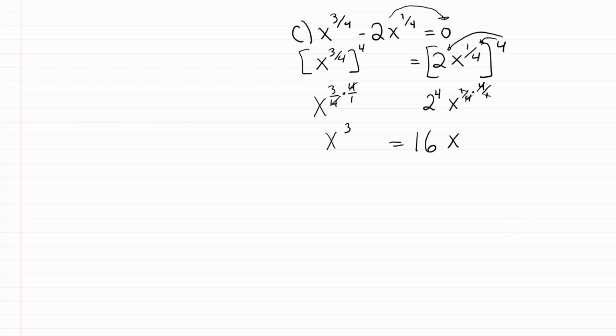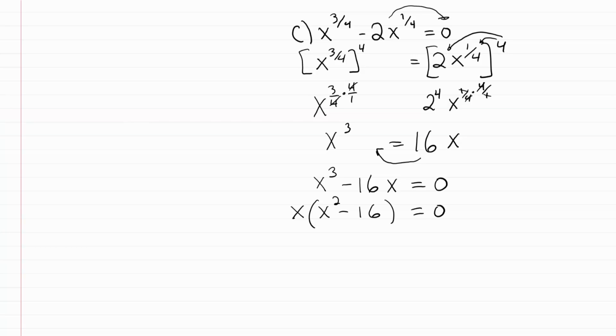Then from there, we'd recognize we have a polynomial here that has a 3rd degree. So we might try to bring everything to one side and then factor and solve. So we'll have x to the 3rd minus 16x is equal to 0. And we say, okay, I can factor out a greatest common factor of x here, leaving me x squared minus 16 is equal to 0.